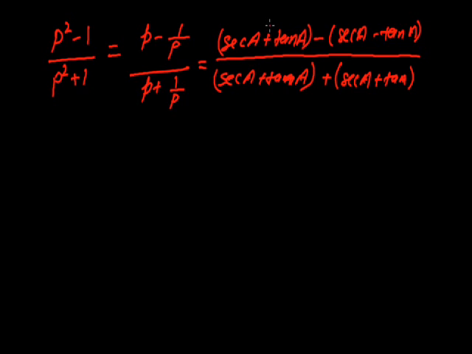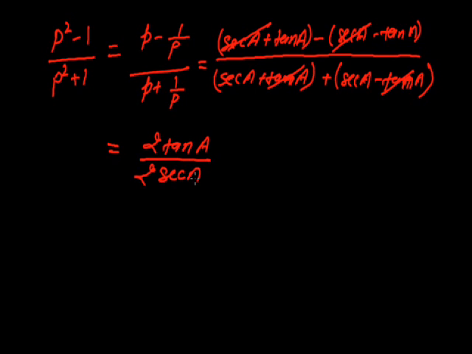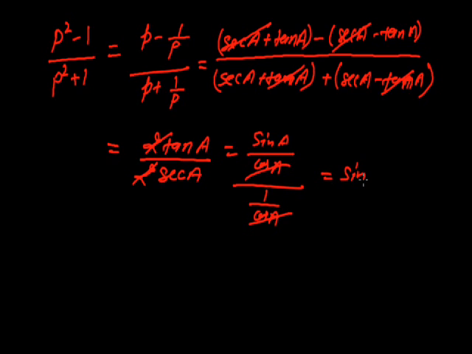That would be given as sec a and sec a will be cancelled out, minus tan a, and tan a and tan a will be cancelled out, and we would be left with 2 tan a upon 2 sec a. That would be given as sin a upon cos a whole upon 1 upon cos a. Cos a and cos a will be cancelled out, and we are left with sin a that we had to prove. That's all.